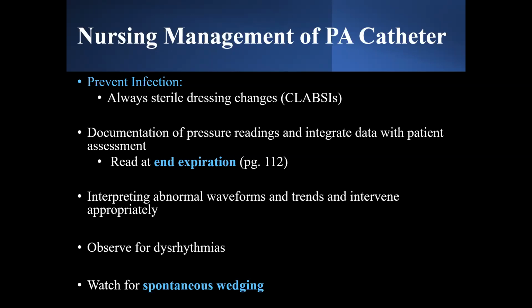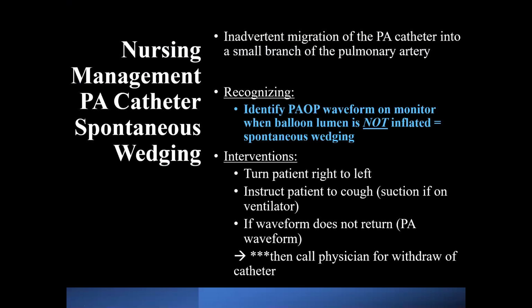But with the spontaneous wedging, there are things that you can do as a nurse first. With the catheter being out too far and the dysrhythmia one here, you've got to call somebody. They have to advance the catheter. Here, they may have to pull back on the catheter if suctioning, coughing, and repositioning didn't help resolve that issue. Okay. There's your spontaneous wedging.